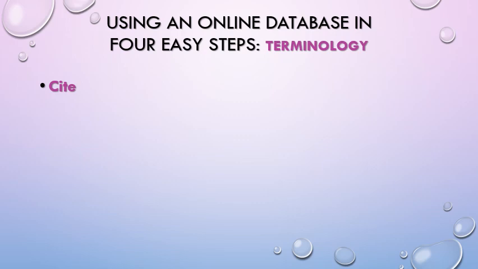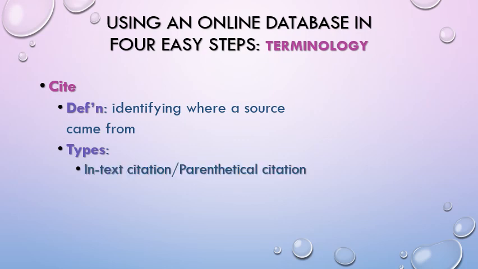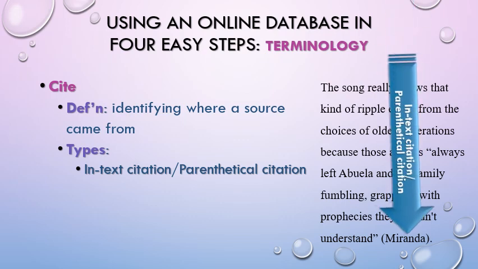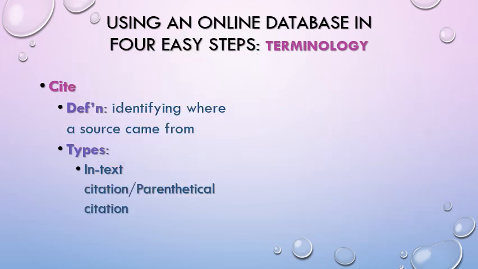So let's start with citing. Citing is identifying where a source came from. So basically you deal with two types of citing. In-text citation, otherwise known as parenthetical citation, because it is a citation in parentheses, right there. The name of the author is in parentheses. Don't forget that sentences end in periods. Please notice the period is not inside the quotes. It's at the end of the sentence because sentences end in periods.